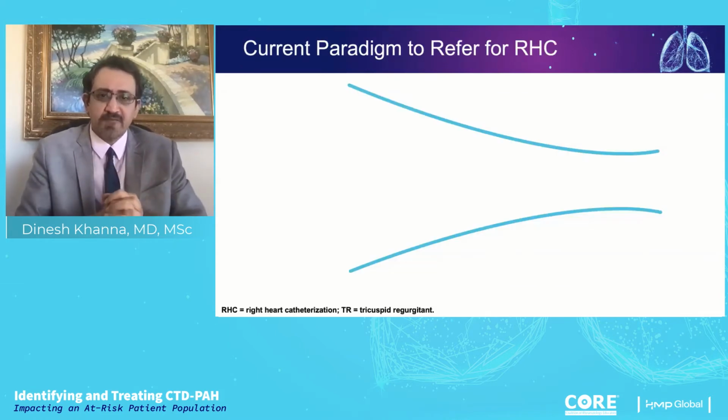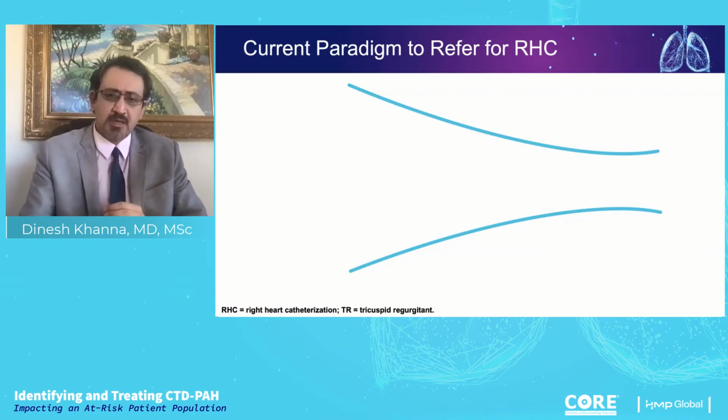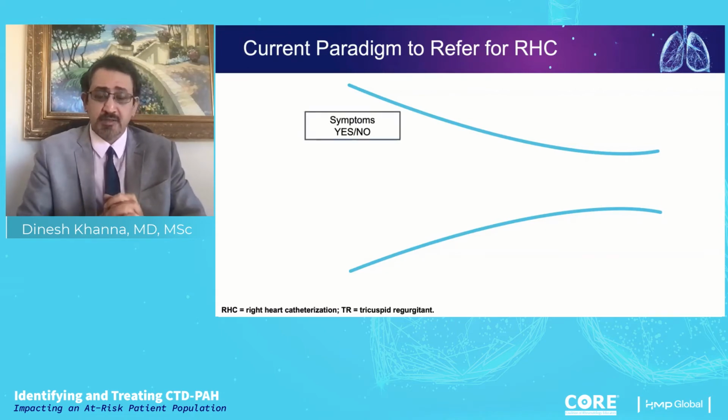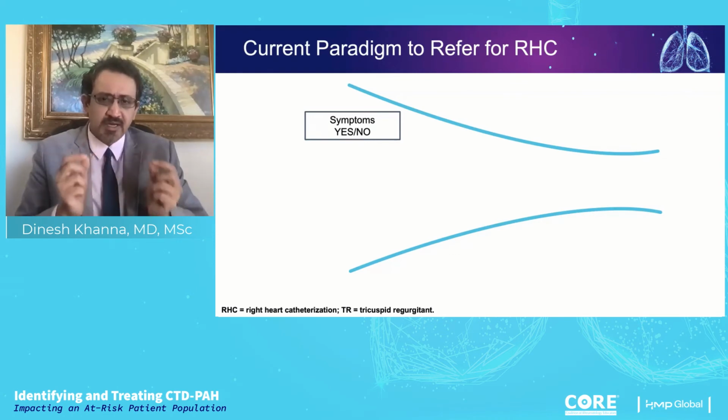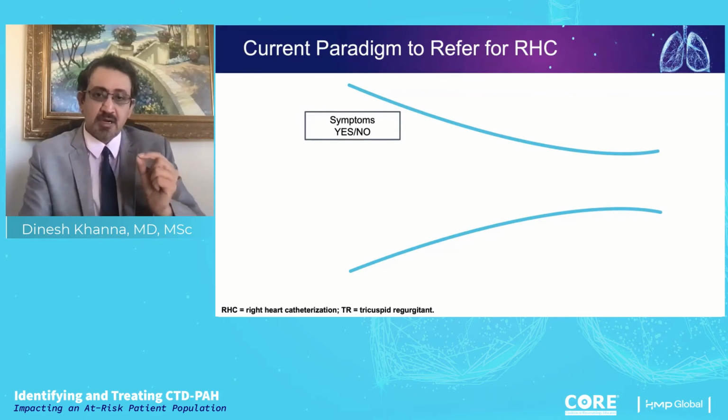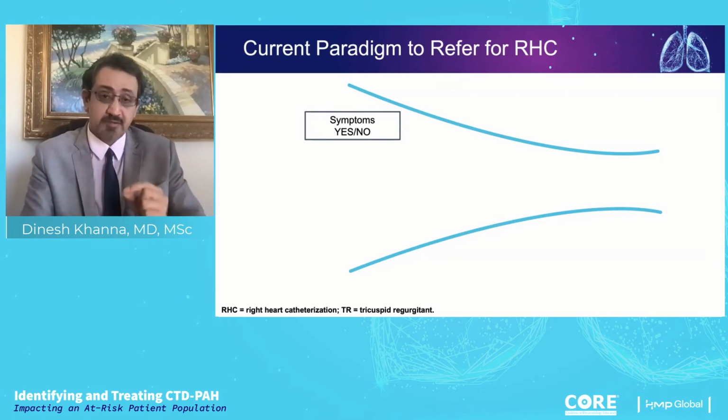Here's the current paradigm for referral for right heart catheterization based on my conversations with different rheumatologists and primary care doctors. We as rheumatologists or clinicians think of whether the patient has symptoms or not consistent with pulmonary hypertension. A big issue out there is that symptoms may not be present in patients due to musculoskeletal problems, or the symptoms may be due to ILD, diastolic dysfunction, deconditioning. So it's very difficult in a connective tissue disease patient to differentiate whether the symptoms are related to pulmonary hypertension, or they may not have symptoms.